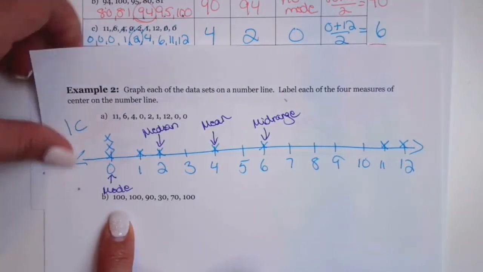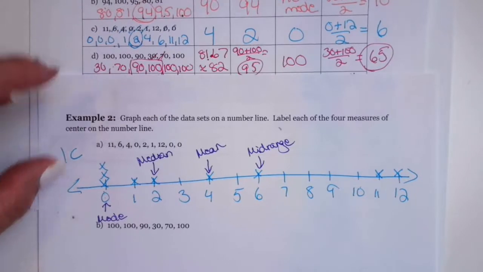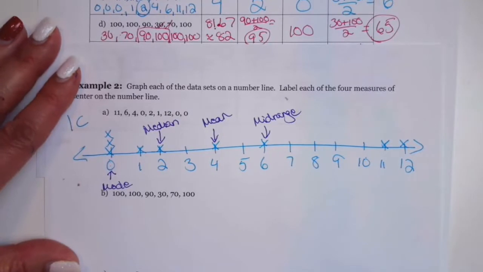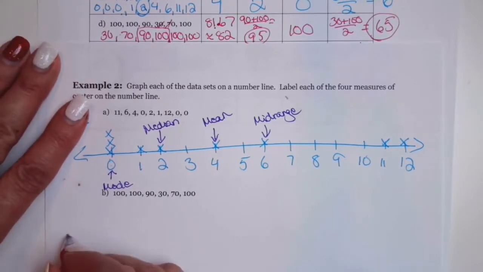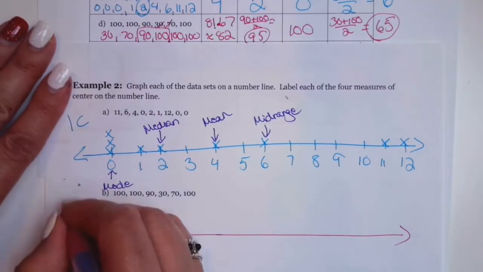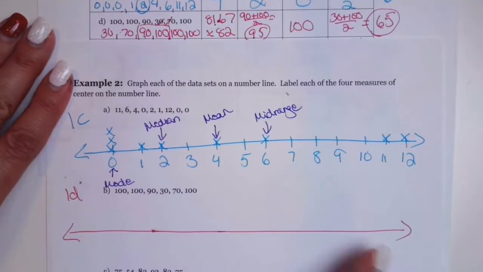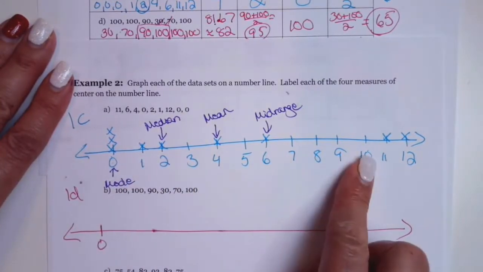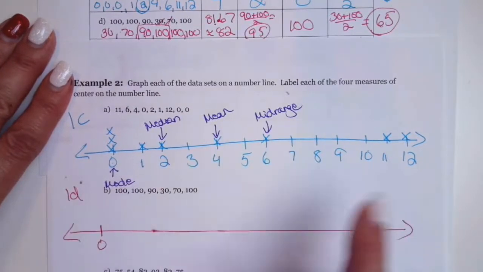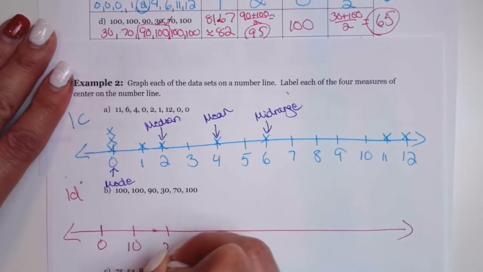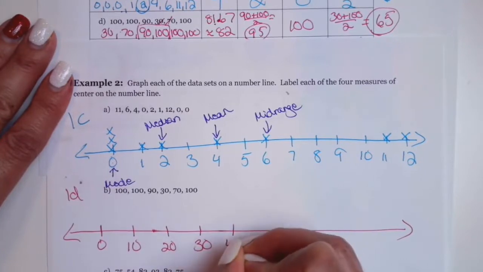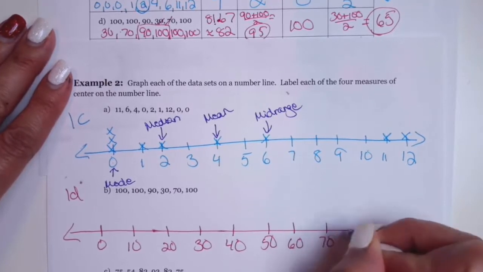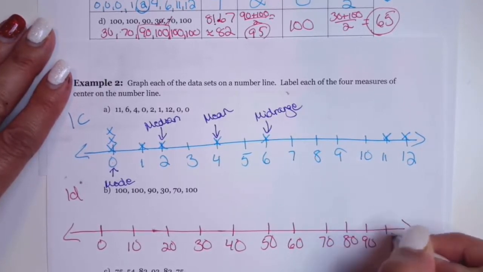This one here is our 1D. So it's this one. Again, we're going to go ahead and draw a number line. This number line is going to be a little bit different because we're going to go by tens instead of ones. Otherwise, going from 30 to 100 would require a lot more room. So 10, 20, 30, 40, 50, 60, 70, 80, 90, and 100.